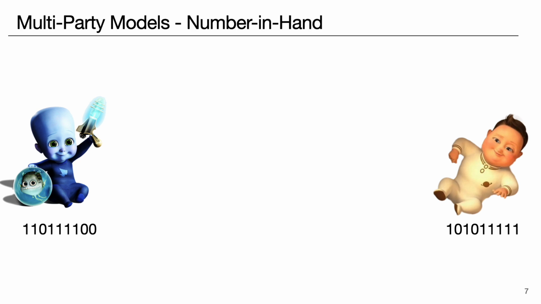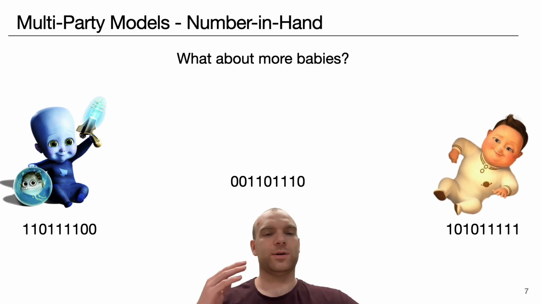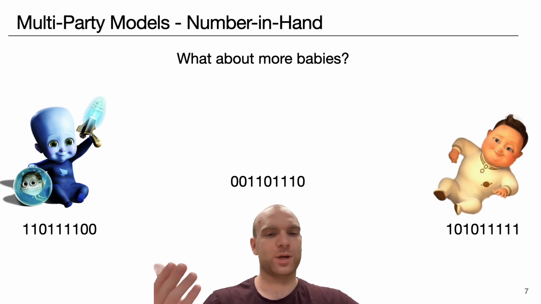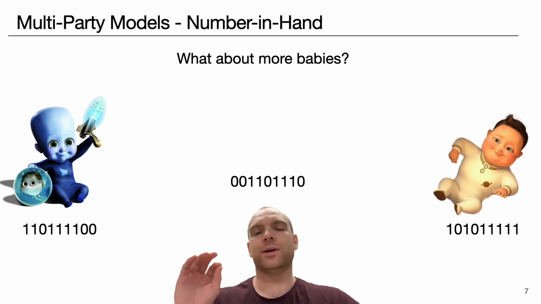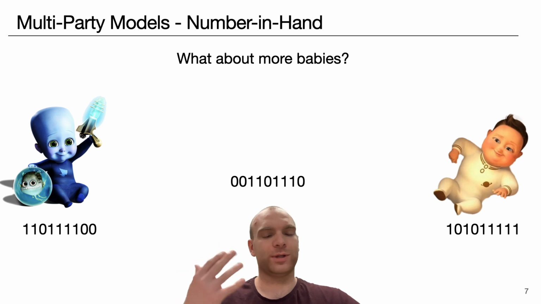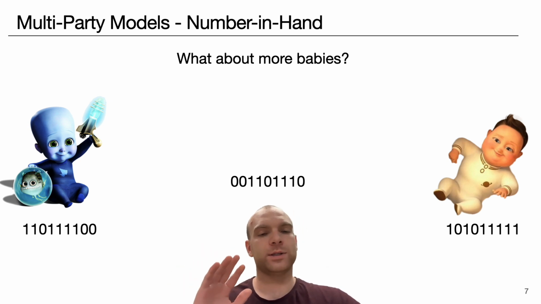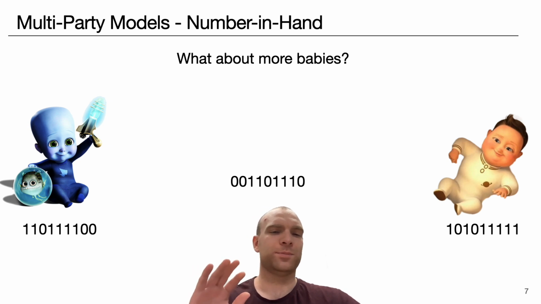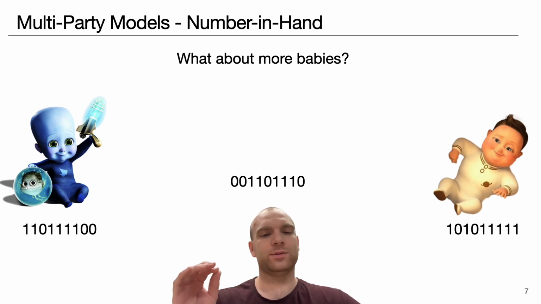Now, you can imagine what if we have more babies? How does this generalize? I am not a baby, but I ran out of characters from Megamind that show up as babies, so sorry. And you can imagine multiple players now, holding some input and communicating as before. There are certainly some interesting questions in this model, but in a lot of ways it behaves the way you would think it would behave given the two-party case.